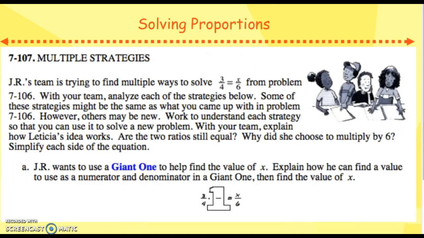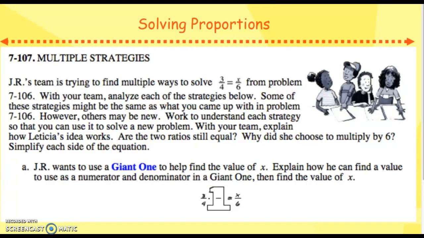Okay, the next one we're going to do together is 107, so you can write that in your notebook. JR's team is trying to find multiple ways to solve 3/4 equals x over 6 from problem 7-106. With your team, analyze each of the strategies below. Some of these strategies might be the same as what you came up with in problem 106. However, others may be new. Work to understand each strategy so that you can use it to solve a new problem.